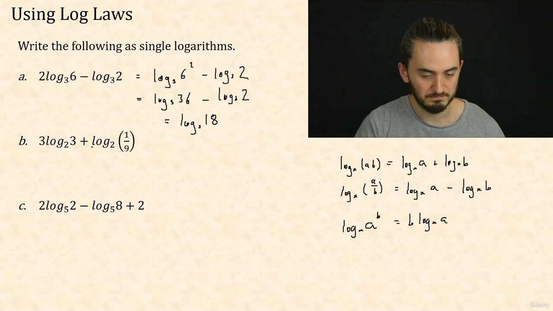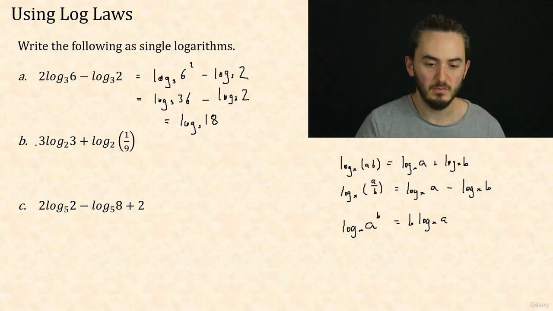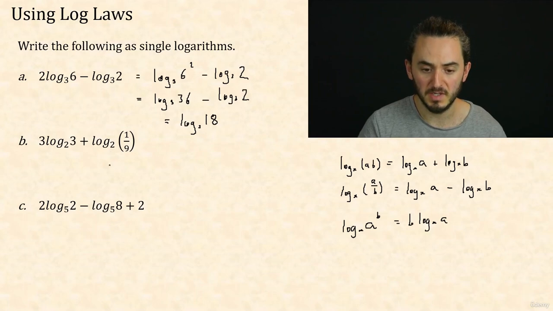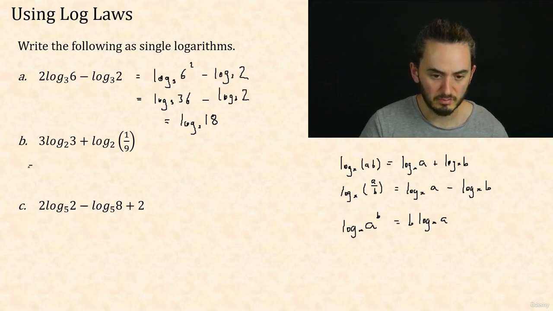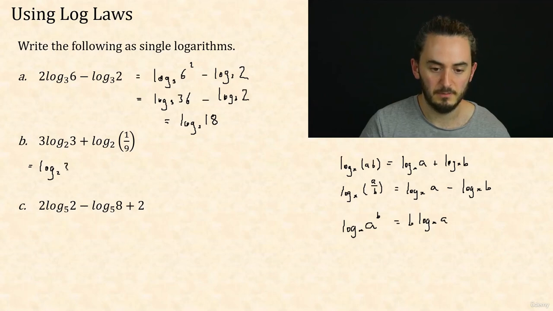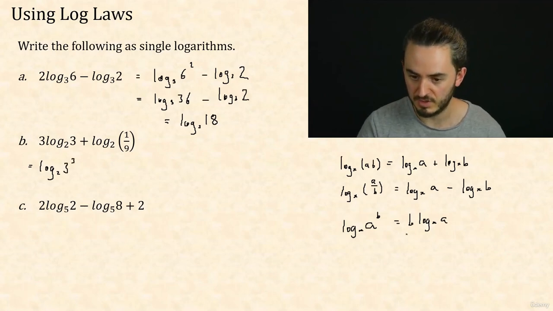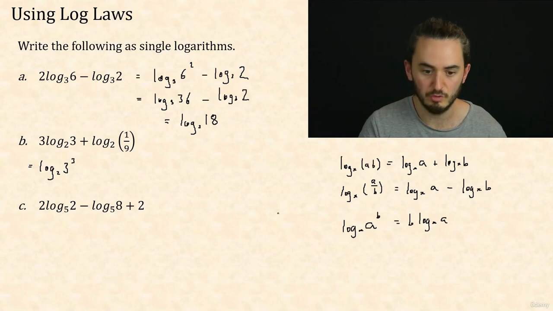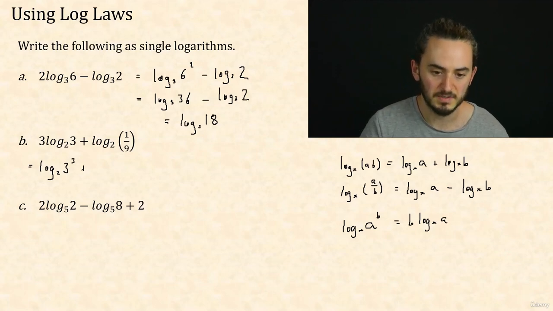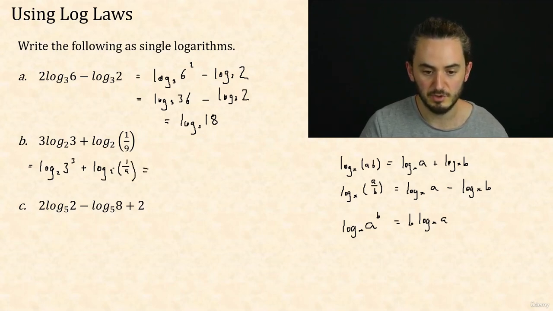Let's have a look at this one. Okay, so once again, we've got a coefficient at the front here, which we need to deal with before we combine them. So I can do that by raising that up as a power. So that's log base 2 of 3 cubed. So I've moved the coefficient up as a power, just like I did just using this rule. And then I've got plus log base 2 of 1/9. Now it's an addition law, so I can multiply these two numbers.